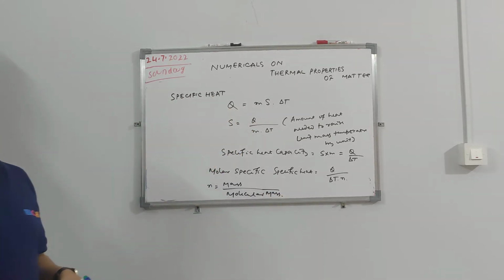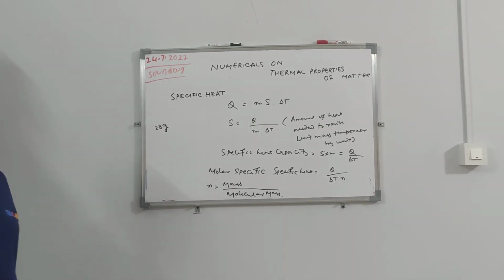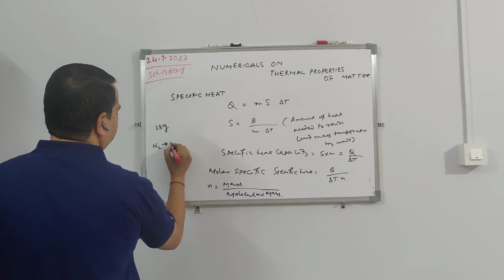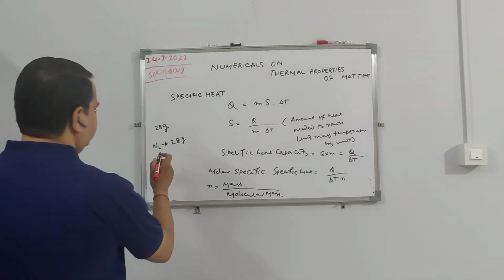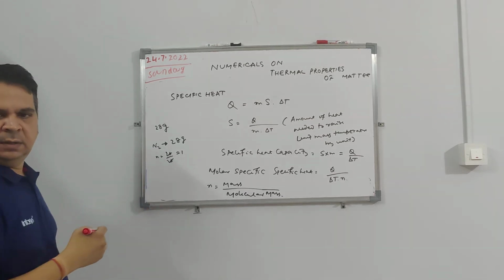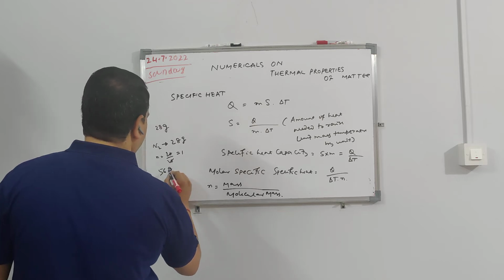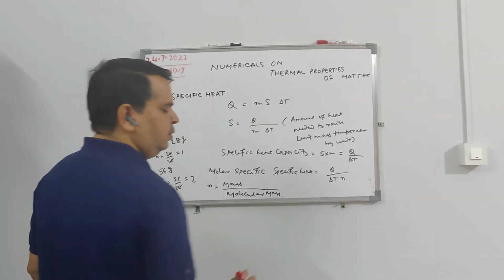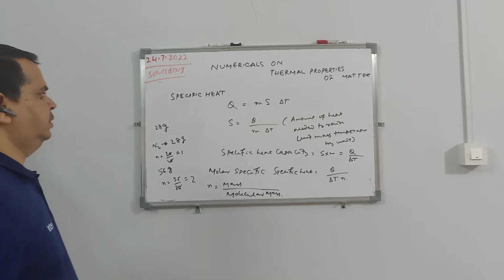Suppose you have, let us say, 28 grams of nitrogen. Nitrogen has a molecular mass of 28. So N becomes 28 by 28, which is equal to 1. So 28 grams of nitrogen has 1 mole of nitrogen. Suppose you have 56 grams of nitrogen. That means N is equal to 56 by 28, so it becomes 2 moles. So 2 will come in the denominator. That is about specific heat.